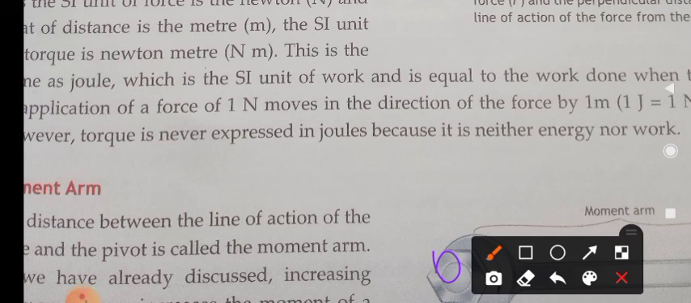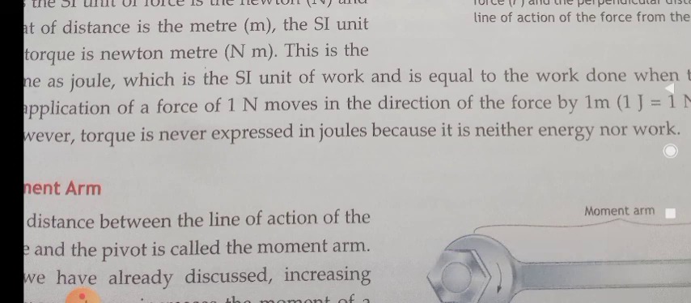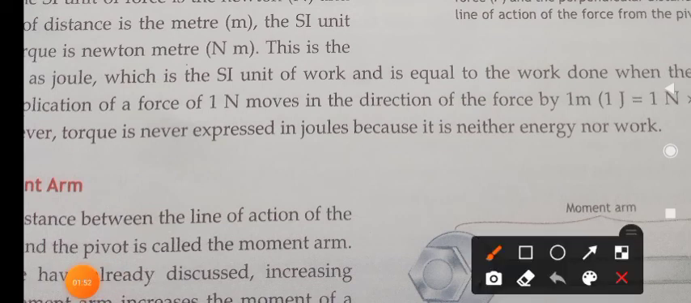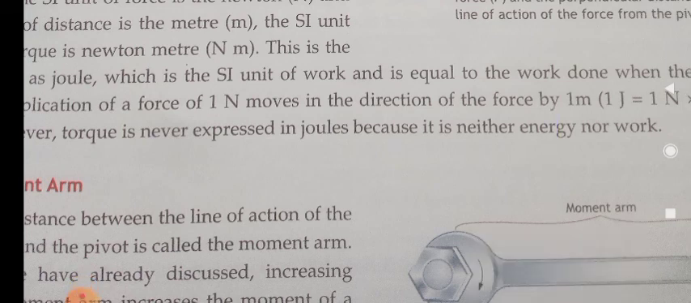Am I right, children? Yes. And this is the pivot. That means it is the pivot, and the distance between them, the distance of the line of action. Which is the line of action? Here we will be holding the spanner. So this is the distance. This distance between the place where we are holding the spanner and the fixed end, the pivot, is called the moment arm.